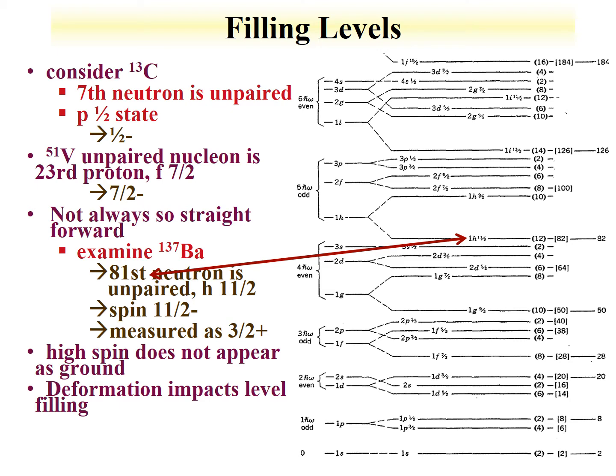Now there are some rules with this. Generally speaking, high spin states generally do not appear as ground states, so it's relatively rare to see something like an 11/2 minus as the ground state. And also the shell model is based upon a spherical nucleus. If the nucleus is not spherical, then the shell model will not actually predict the state. We'll discuss this in some later slides when we discuss the Nilsson diagrams.